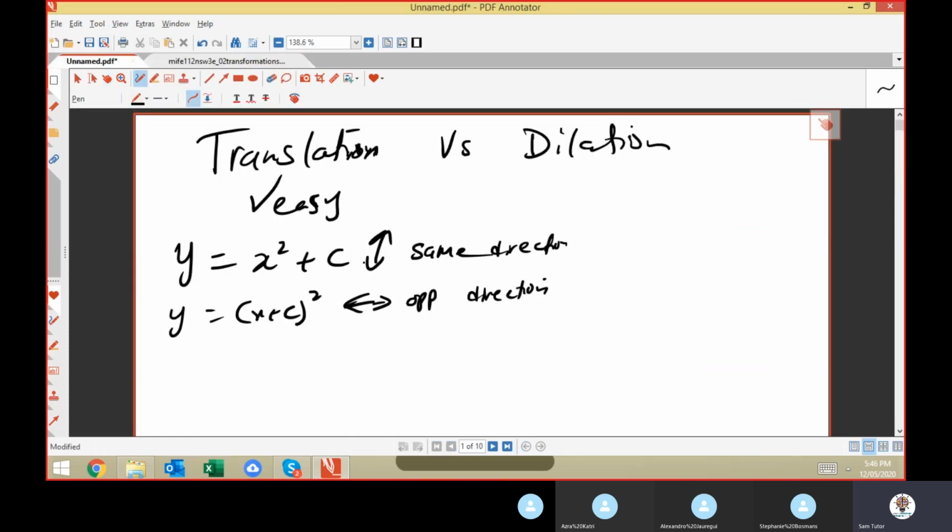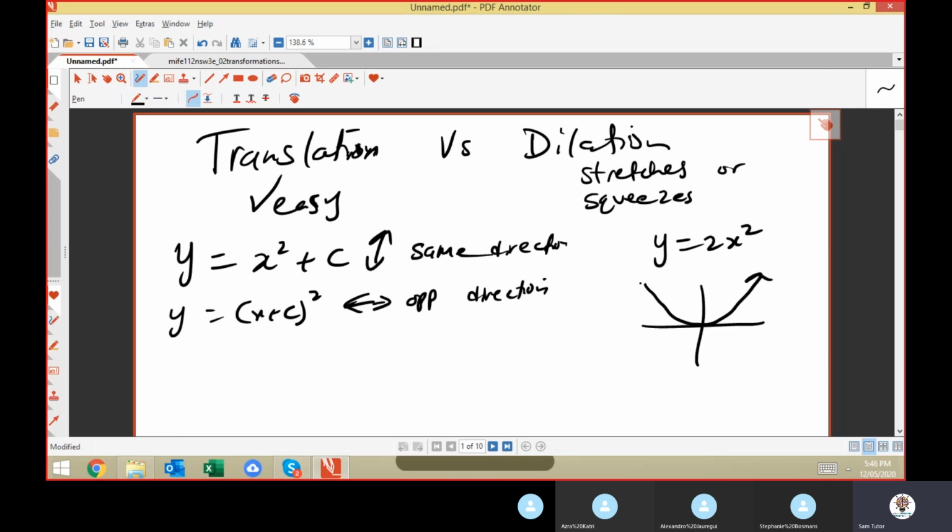So for example, a dilation, let's call it stretches or squeezes. These are the words I usually use, but anyway, stretches or squeezes. So a case that you would have used before would have been y equals 2x squared. I usually would have said, look, don't worry about it, it doesn't do much to it. So just draw the parabola out. And that's exactly right. That is your parabola.